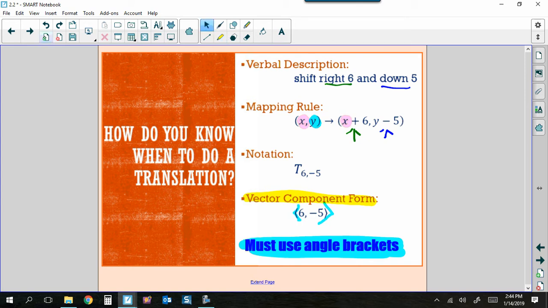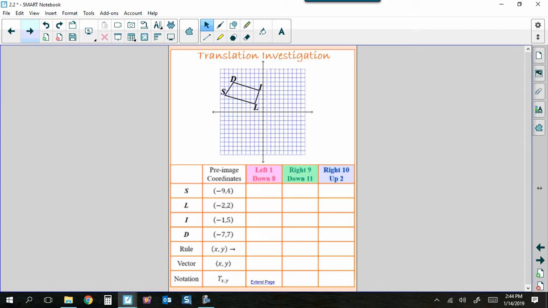All right, let's go ahead and turn the page and let's practice a translation. So on the back, you guys have the SLID written for you. You need to go ahead and pause the video maybe and fill in the ordered pairs that you're going to be using for your pre-image, and then go ahead and graph that pre-image on your graph, please.